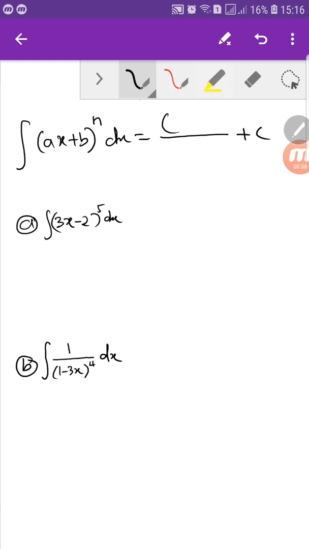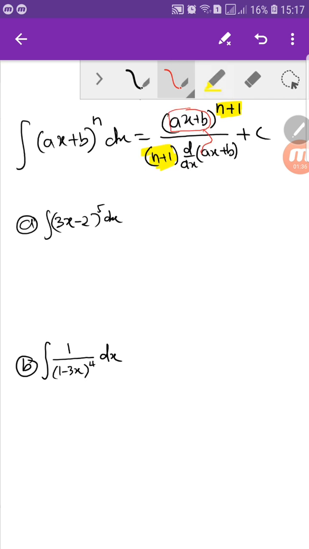The formula is to copy paste the whole bracket, with the power more by 1, and then we divide by the new power. One more thing is the differentiation of the bracket, of the bracket, not together with the power, because this is the power, right? We already divide it over here. So what's left here is the content of the bracket. So as you can see, like that.